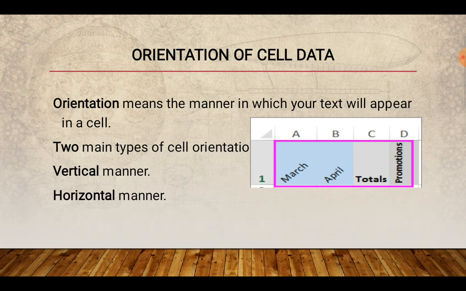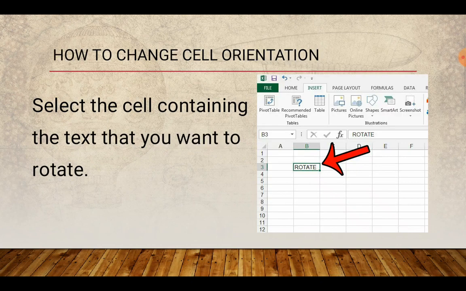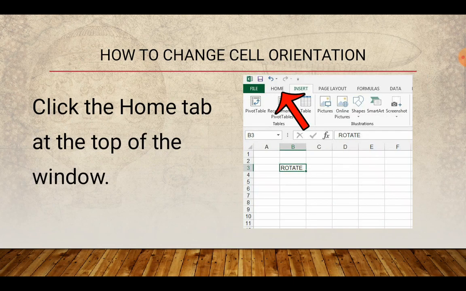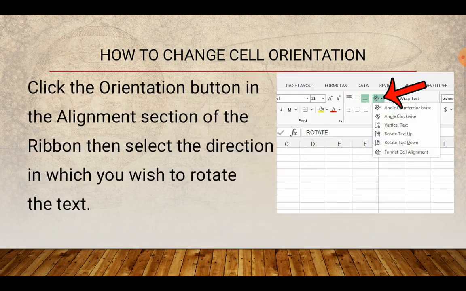By default, Microsoft Excel prints worksheet cell data in horizontal manner. You can change the cell orientation in any direction. For changing cell orientation, select the cell containing the text that you want to rotate. Click the Home tab at the top of the window. Click the Orientation button in the Alignment section of the ribbon. Then select the direction in which you wish to rotate the text. In this way your cell orientation will be changed and cell data will be rotated as you desired.